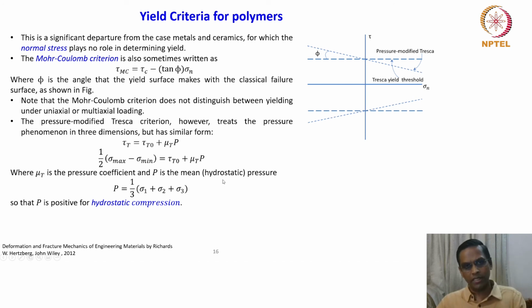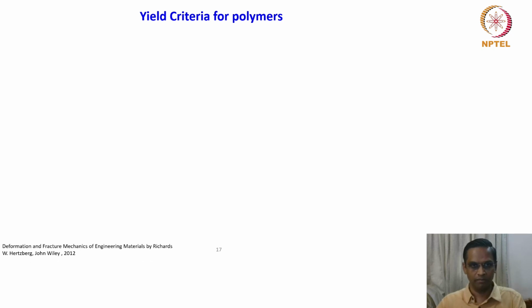So what you now see is that we are using a similar Tresca criterion where the pressure effect is very nicely brought in, to accommodate the polymeric or long chain molecular behavior under compression.